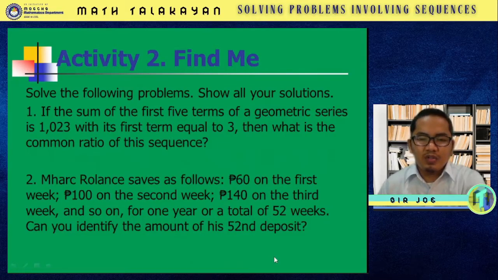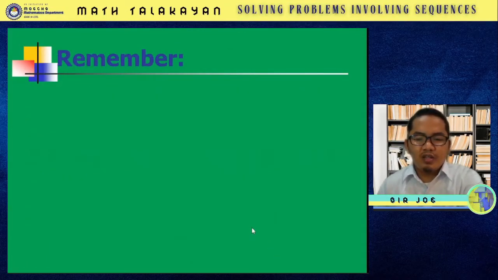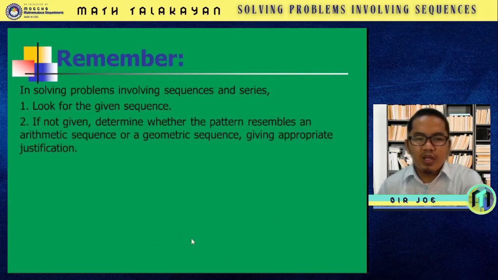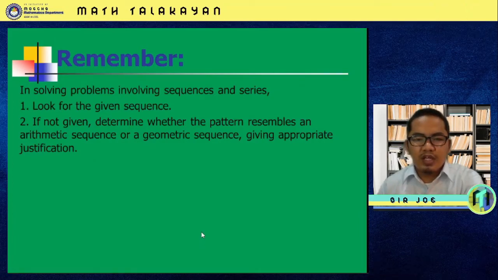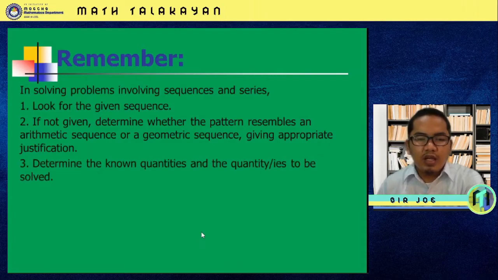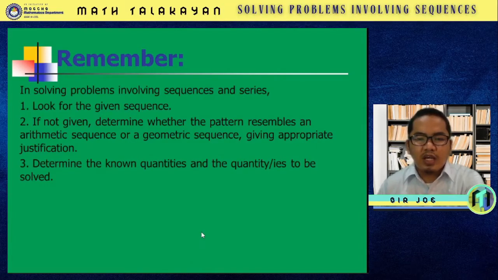So those are our 2 problems for activity 2. So we have here things to remember. In solving problems involving sequences and series, first, we are going to look for the given sequence. Number 2, if not given, determine whether the pattern resembles an arithmetic sequence or a geometric sequence, giving appropriate justification. Number 3, determine the known quantities and the quantities to be solved.